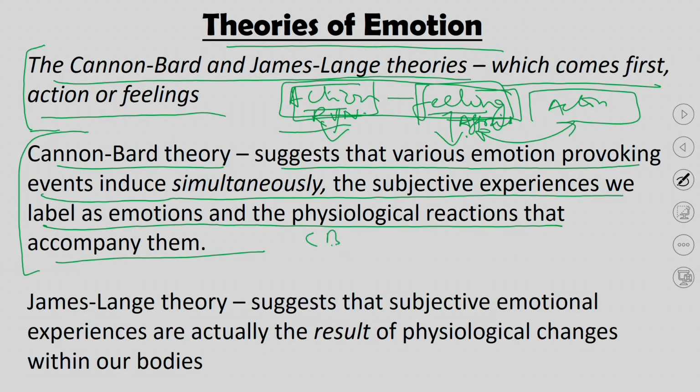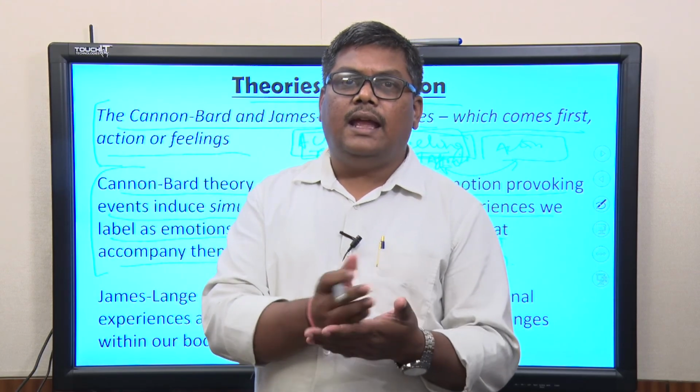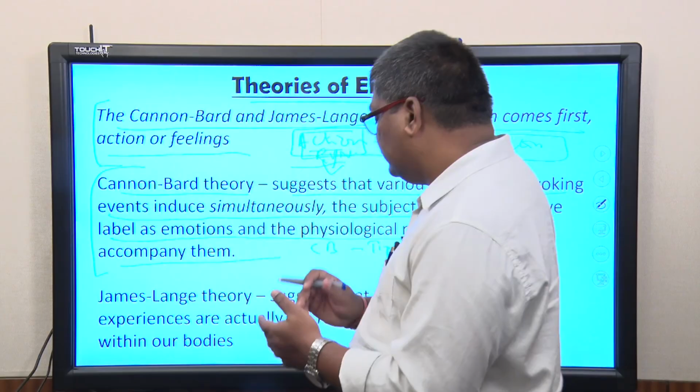So, the Cannon-Bard theory says that if I see a tiger, I feel afraid and I run away from the situation at the same time. That is what Cannon and Bard say. So, not only do I run, I also feel afraid and start running at the same point of time. That is the proposal that Cannon and Bard have about this situation. So, you feel and you act; the subjective experience and the response happen at the same time.